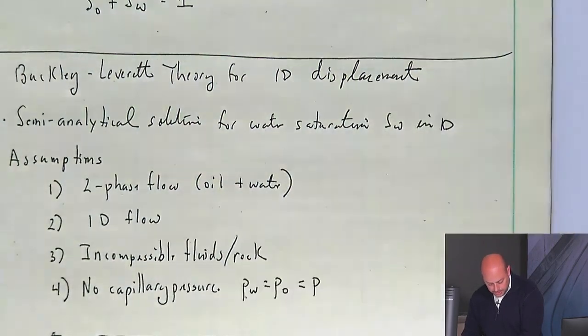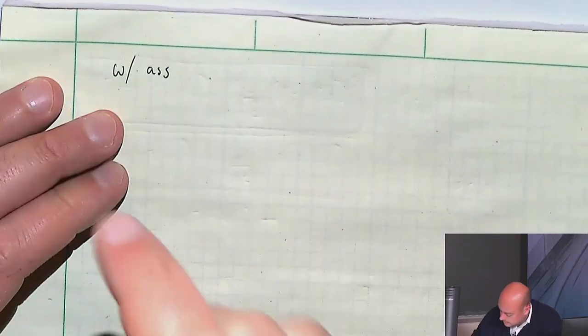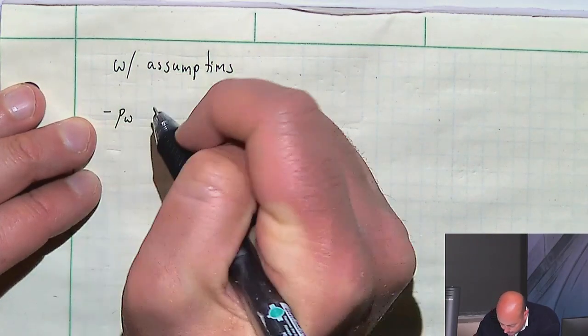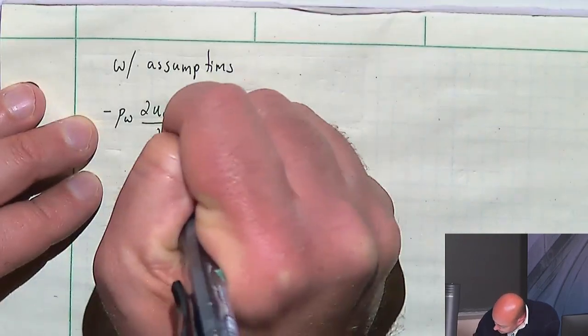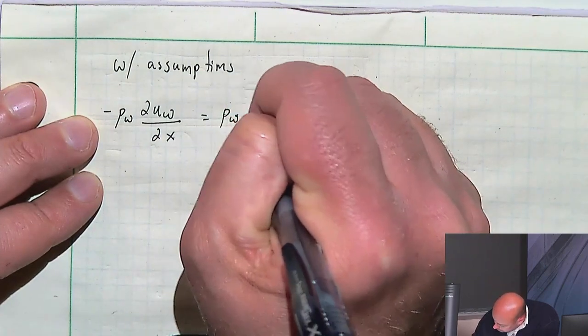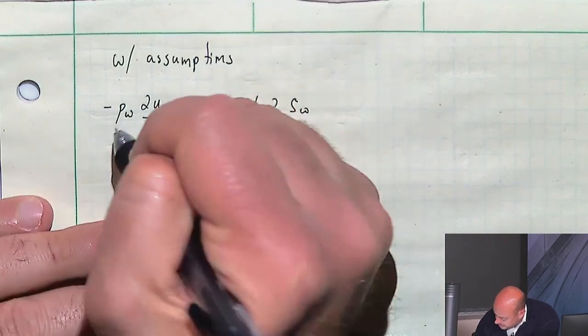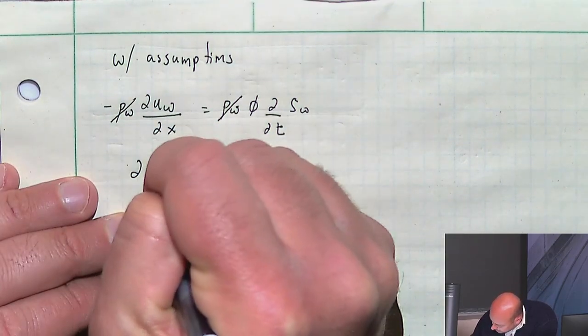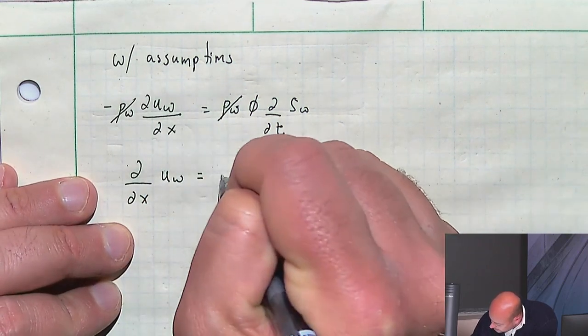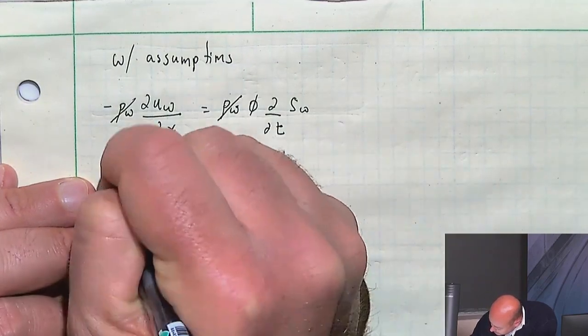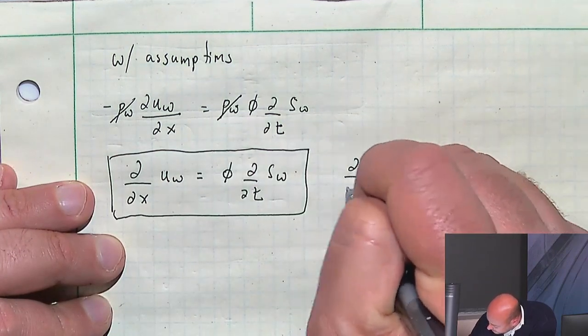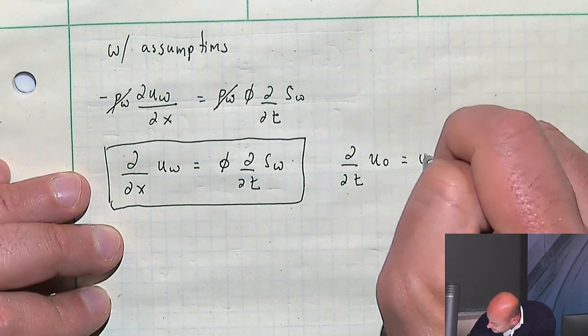If you apply those assumptions that we talked about, because the density and the porosity are constants, you can pull them out of the derivatives. Okay, so you can write the same thing for oil. And then what we see is that the densities can cancel. So now I'm left with the partial with respect to x of UW is equal to the porosity times the partial of SW with respect to time. So this is my water balance. I can also have an oil balance, which is the oil velocity there, phi.